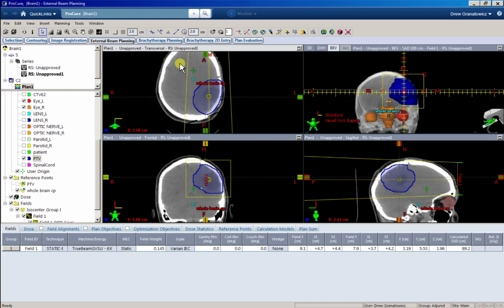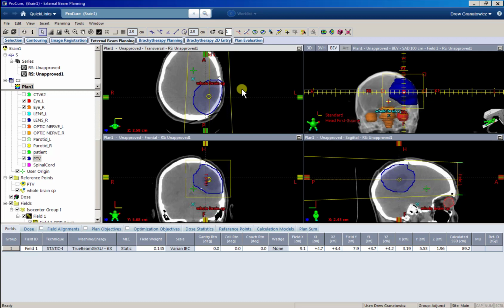And the next is the gradient index, or GI. That is the ratio of your 50% isodose volume divided by your 100% isodose volume. A good GI means that your dose falloff is good. We want it to fall off from 100% to 50% as quickly as possible. So we're going to look at those two things.